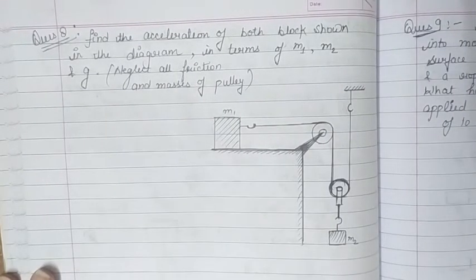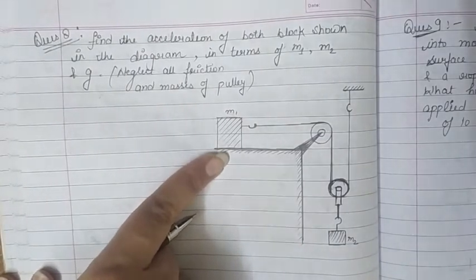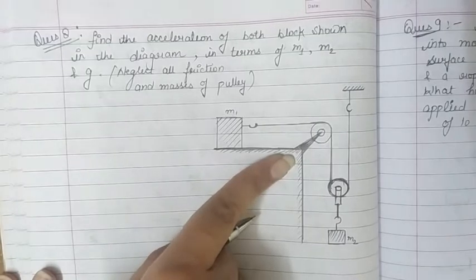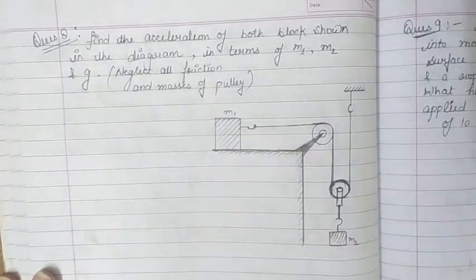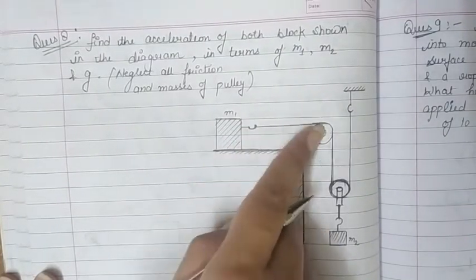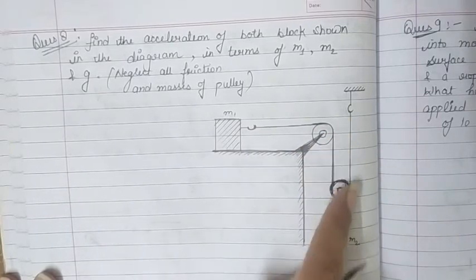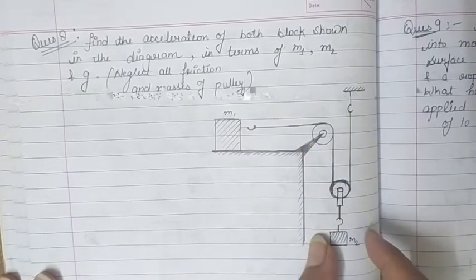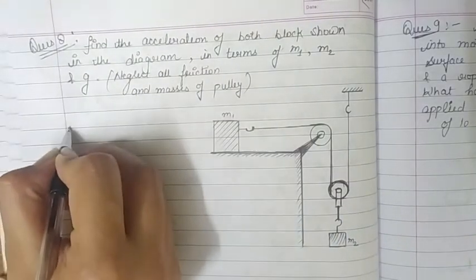Similarly, instead of pulling, if I say that this m1 mass is moving x distance towards right, then this m2 mass moves downwards by a distance x by 2 only, because the section that is coming here of the rope gets divided into two strands, half either side. That's why the net distance moved downward by the m2 is x by 2. So this point we have to note.